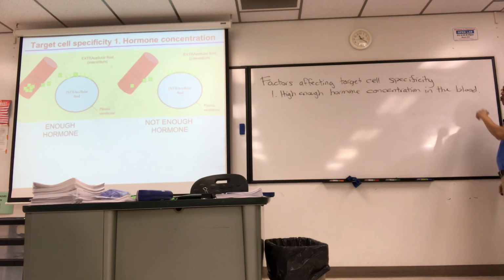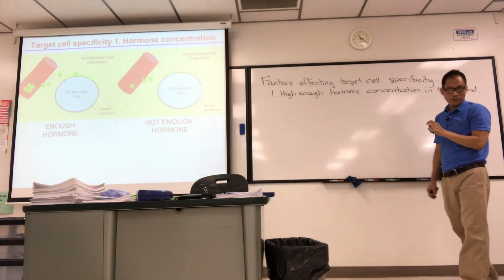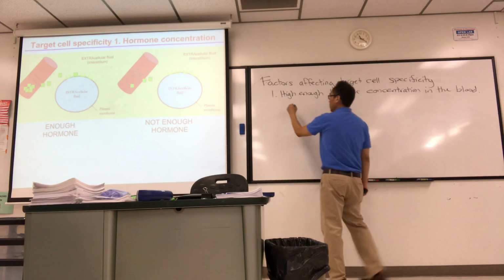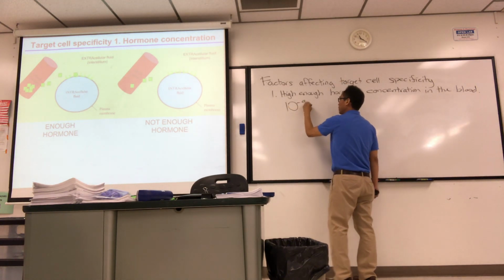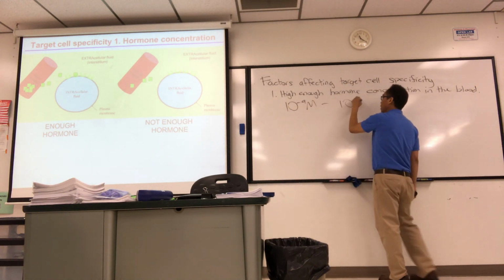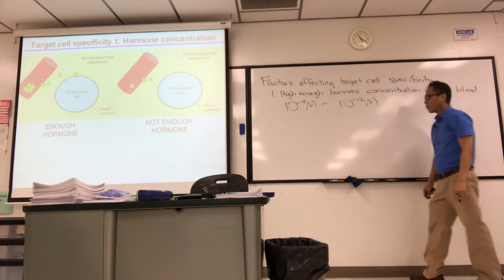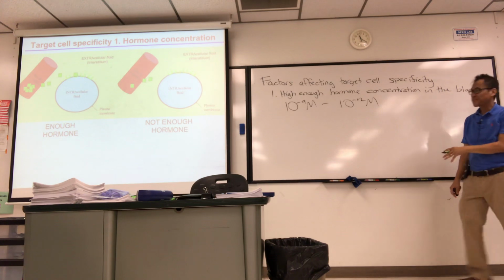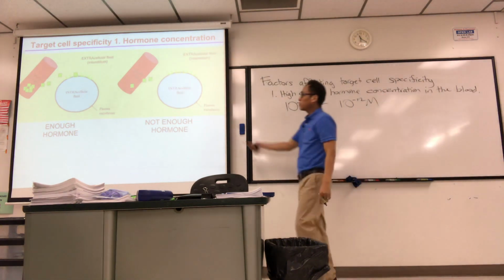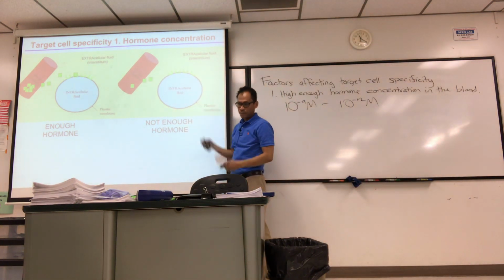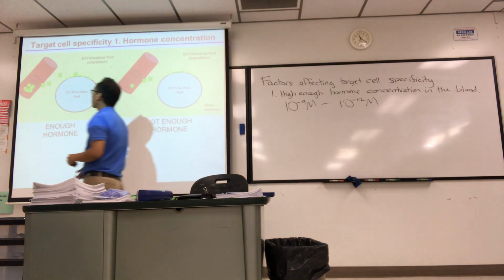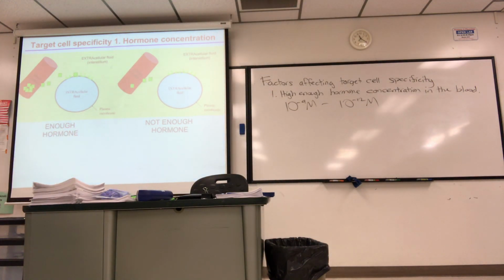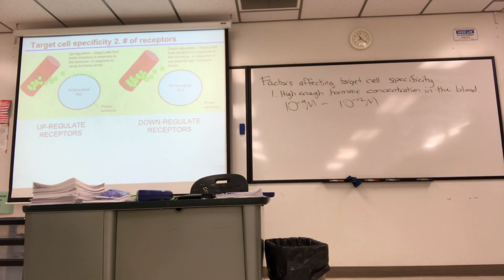You don't need much. Hormones are very sensitive molecules. Books usually report anywhere from 10 to the negative 9th molarity to 10 to the negative 12 molarity is enough. That's not very much, but you need enough. If it's not enough, you'll never find a receptor on the target cell. Well, the other thing is the target cell has to present the appropriate number of hormone receptors.